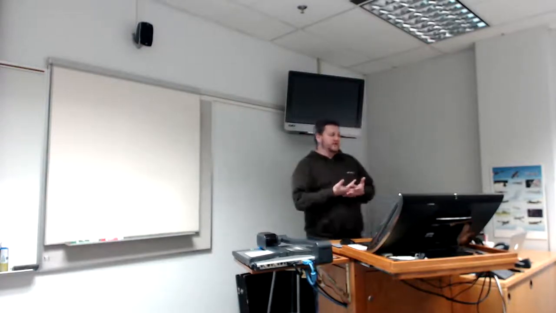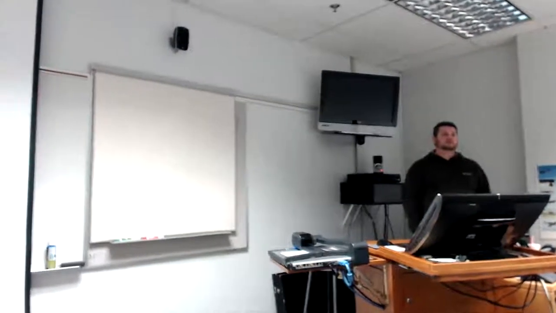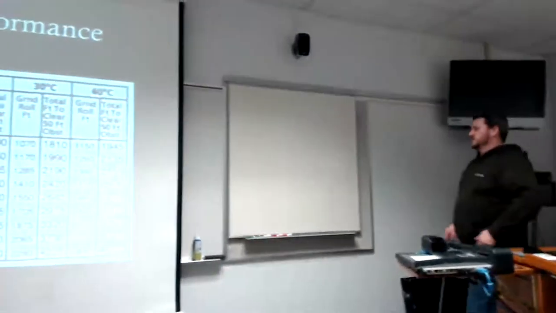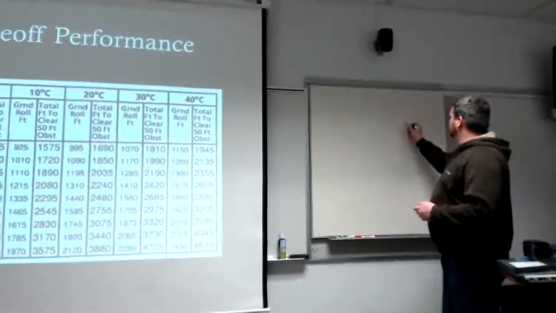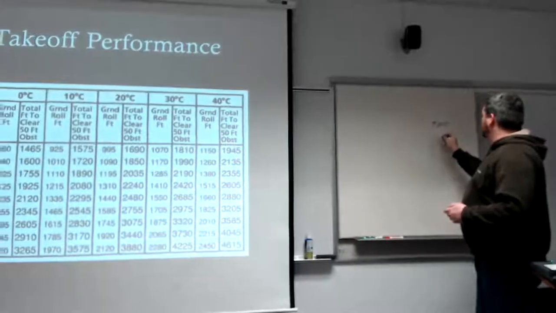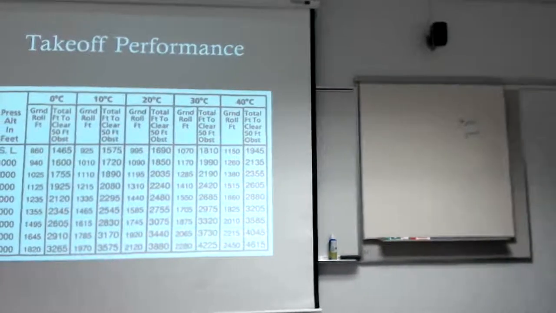So let's say you're taking off from an airport at 7,200 feet, and it's 27 degrees outside. So I say 7,200, and it's 27 degrees. What's the distance you're going to need?